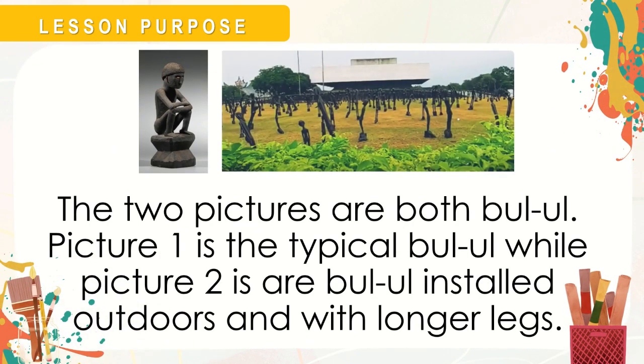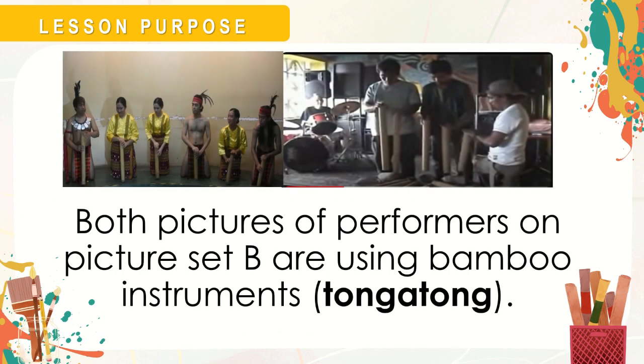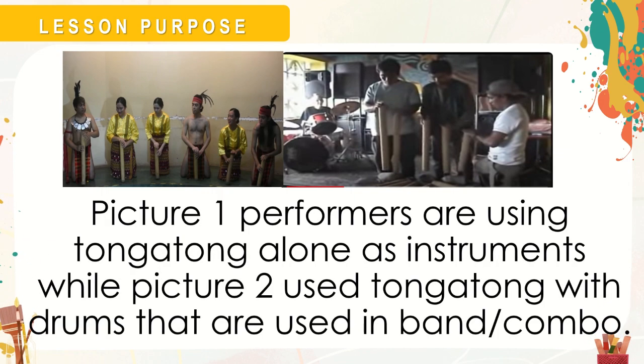The 2 pictures are both bulul. Picture 1 is the typical bulul, while picture 2 is our bulul installed outdoors and with no legs. Both pictures of performers in picture set B are using bamboo instruments, tongatong. Picture 1 performers are using tongatong alone as instruments, while picture 2 uses tongatong with drums that are used in a band or combo.